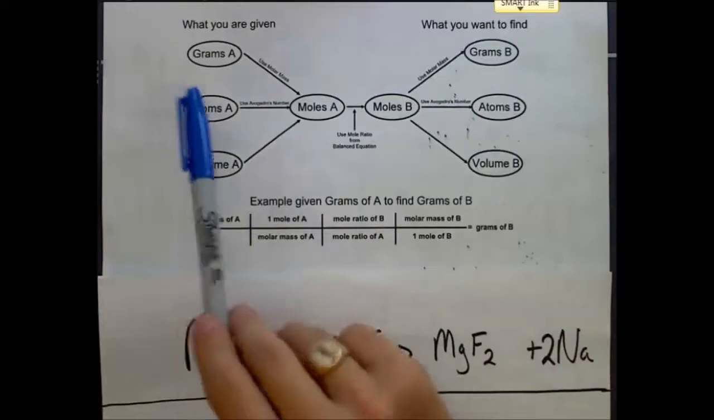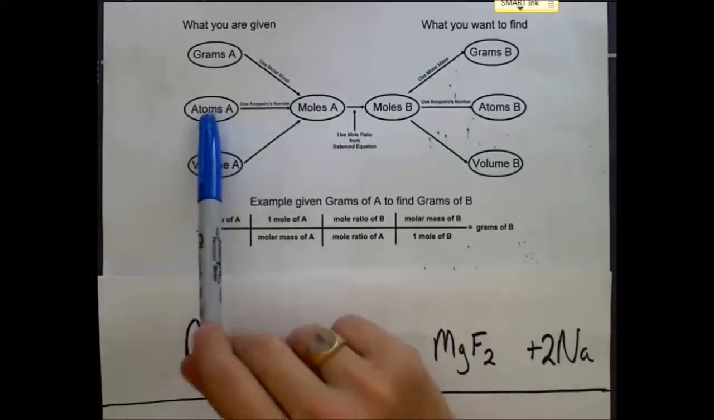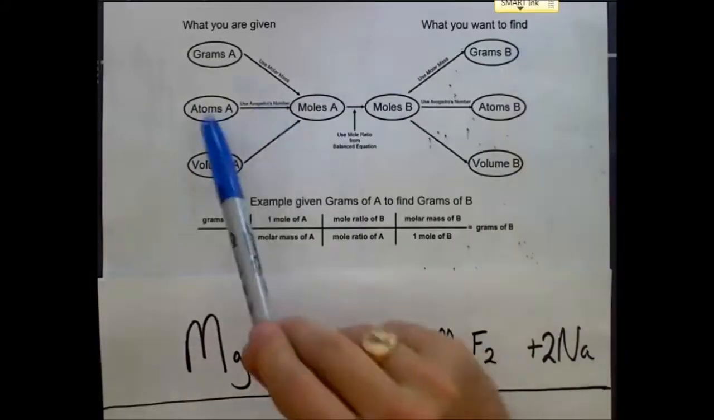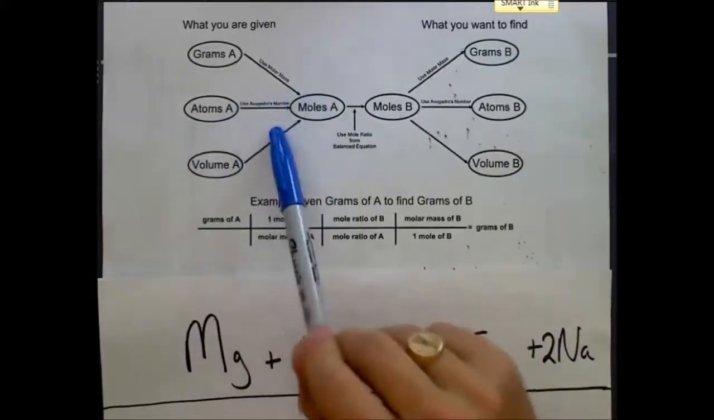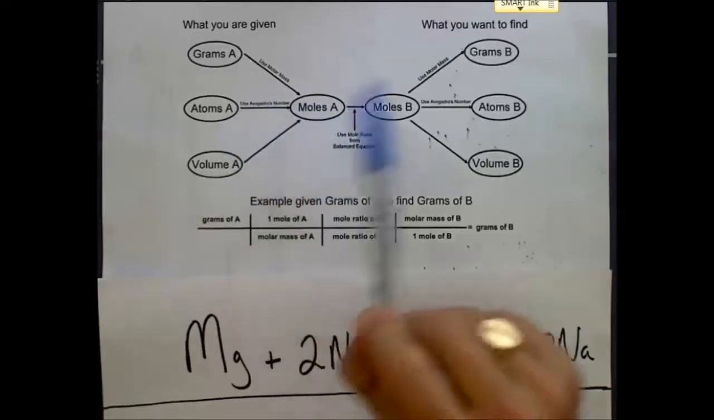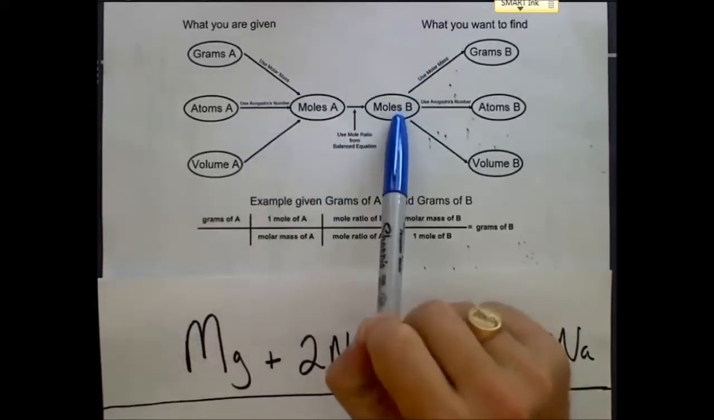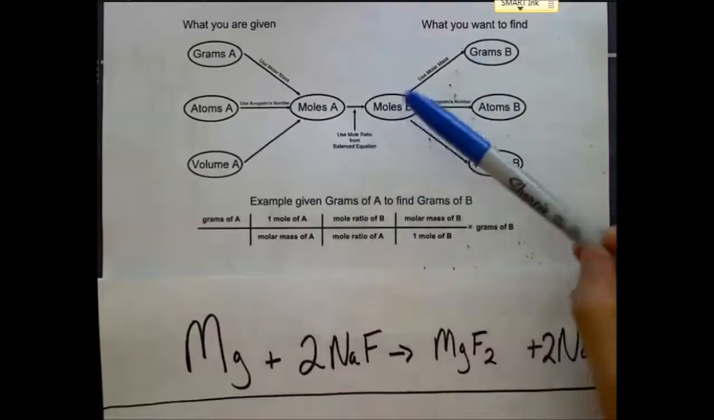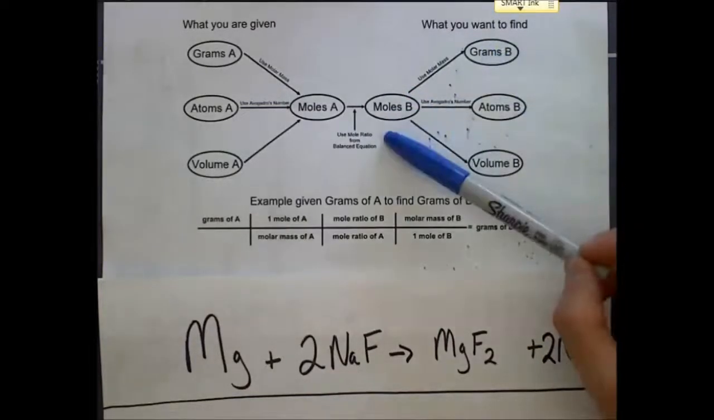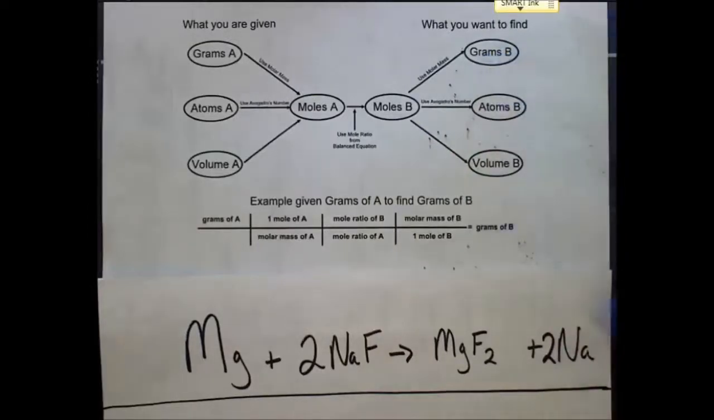However, if we wanted to go from, say, atoms of one substance to grams of another, we would need to start with atoms, use Avogadro's number in one step to convert to moles of that same substance, use the mole ratio to convert from moles of A to moles of the second substance, and then in a third step we would need to go from moles of B to grams of B, the second substance, using the molar mass. We'll show you how to do all of those conversions here.